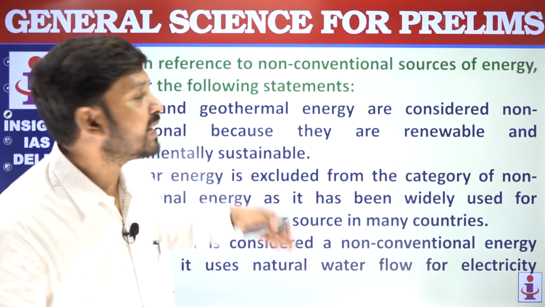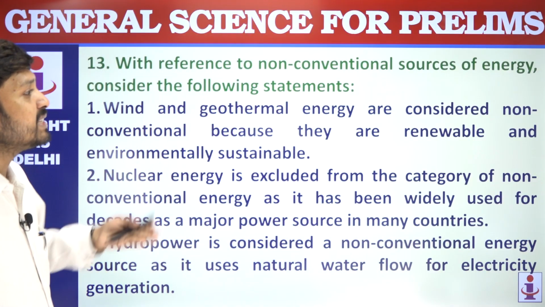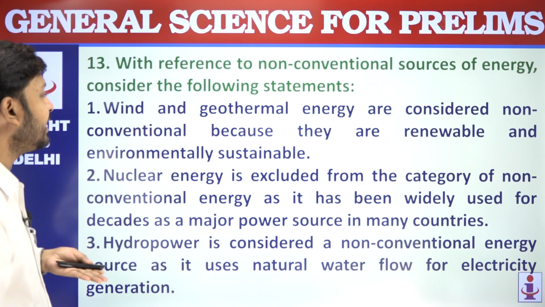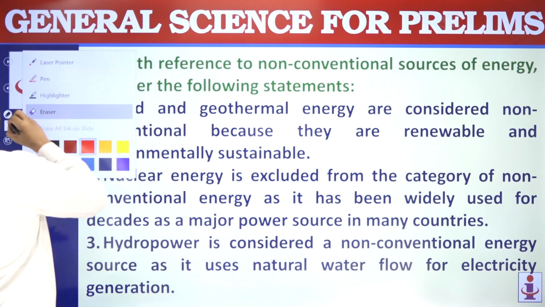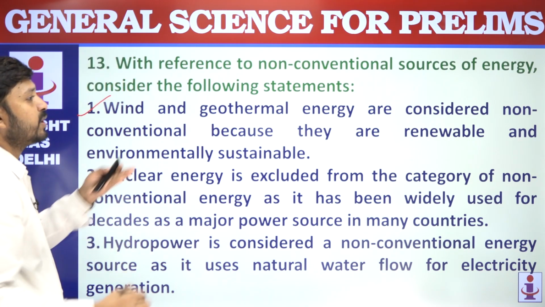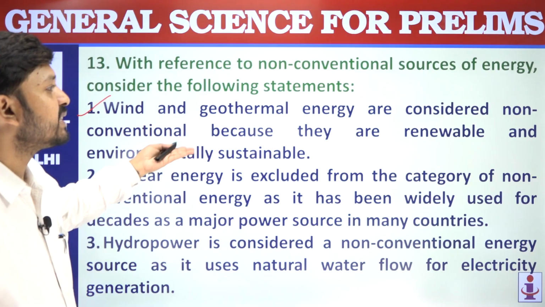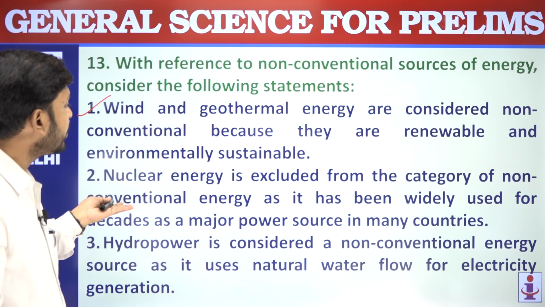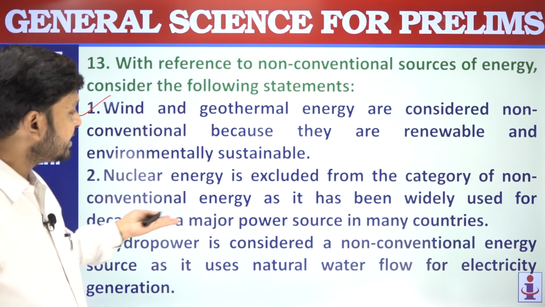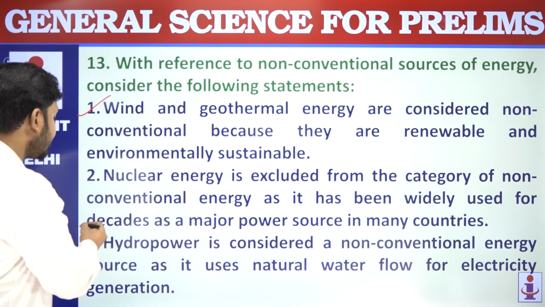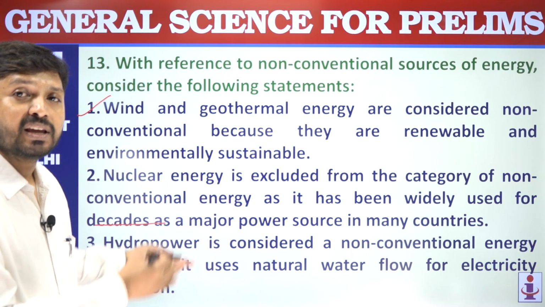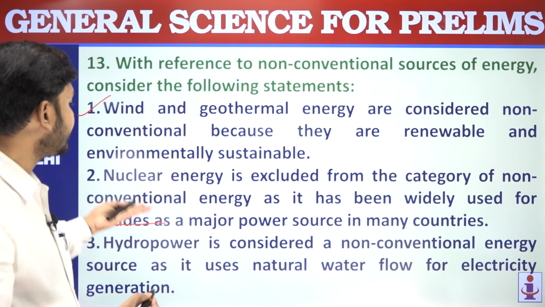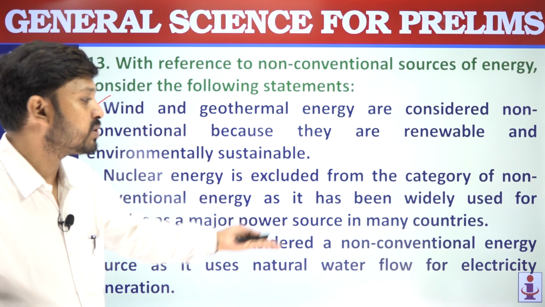Based on this understanding, let's read. Wind and geothermal energy are considered non-conventional because they are renewable and environmentally sustainable. This is true, because these are recent new ones, which we are focusing on more. Second one, nuclear energy is excluded from the category of non-conventional energy as it has been widely used for decades. I told you, we are using it for many decades, so that is also a kind of conventional. So they have removed it from non-conventional; it is a conventional source and a major power source in many countries.